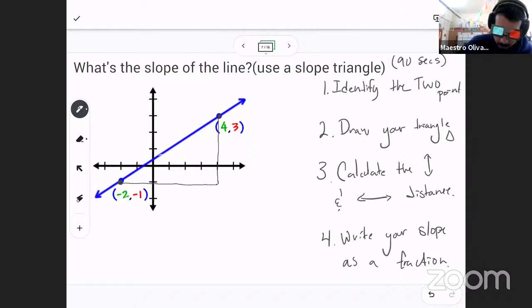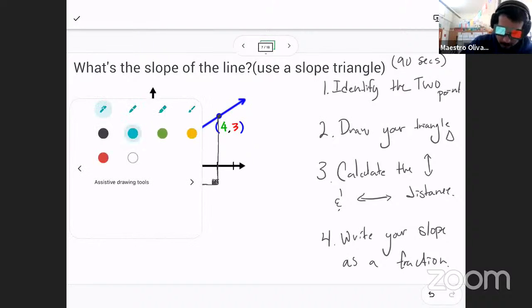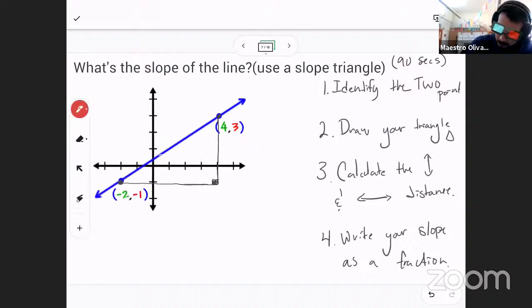You start at the top point, you go down until you turn left. And if you want, you can draw the little symbol right there. That means it's a 90-degree angle. I have my triangle now. So now I got to calculate the vertical distance and the horizontal distance.